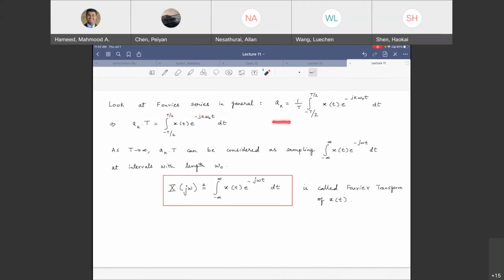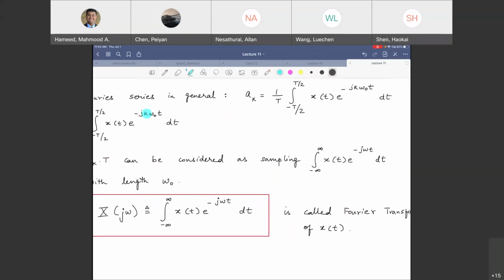You have a_k equals 1 over T, integration over one time period, x of t e to the minus j k omega naught t dt. We have seen this before. a_k multiplied by T is simply integration over one time period x of t e to the minus j k omega naught t. We have just brought this over onto the left side. Now, as T tends to infinity, we know that a_k times T can be considered as sampling of integration over one time period, e to the minus j omega t. Instead of k omega naught, what did we have? Just omega. A function being sampled at k omega naught.